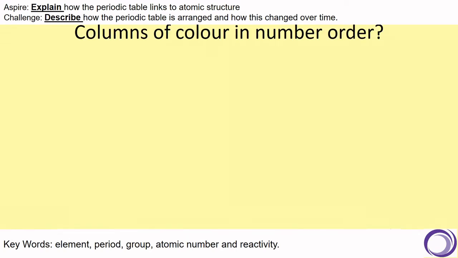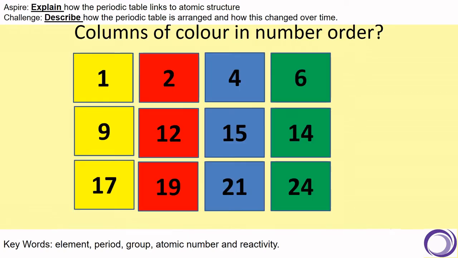So you may have thought to have combined those two methods and placed them in columns of colour, but each column to be put in increasing number order.